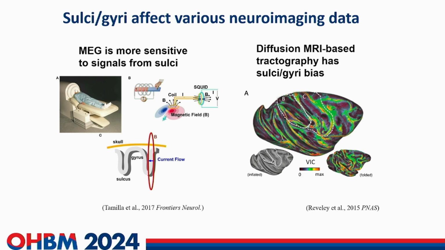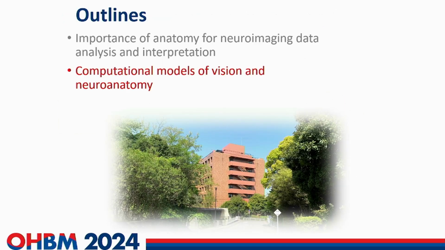Then if we are using diffusion MRI for tractography, we also know that there is a considerable level of bias based on the sulci and gyri. So therefore, knowing about sulci and gyri and their impact on your analysis pipeline is important, not just for functional MRI, but for any modality in the field. So in the rest of the time, I'm going to talk about how neuroanatomy can help us better understand information processing architecture, taking vision as an example.